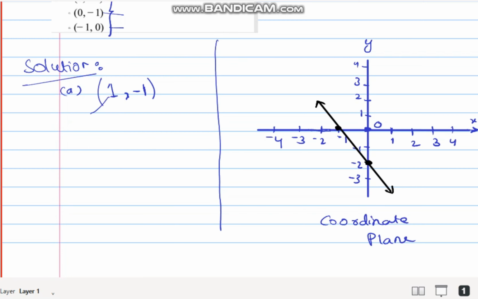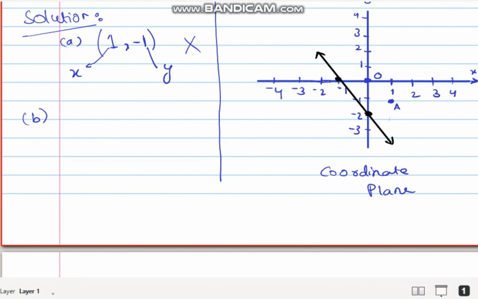Here this is x, and it is y. So what is x here? X is 1, and y is minus 1. So the point comes here. The first point comes out here, which is A. So this point does not lie on the line, because the line is here and the point lies to this side.